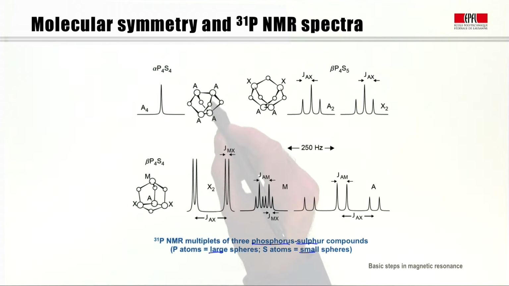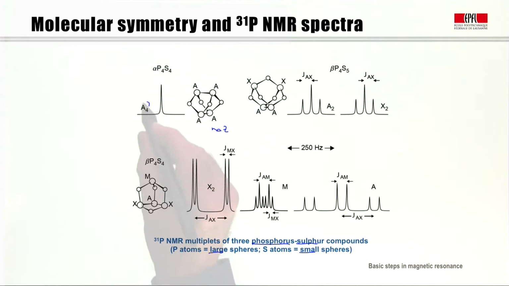So it turns out that in a configuration like this, again, there is no nucleus Z that could conceivably have different couplings with the different A nuclei, the 4 phosphorus nuclei. And therefore, these 4 A's are in the same environment, they're chemically indistinguishable, and furthermore, they are magnetically equivalent, and therefore we call them A4.